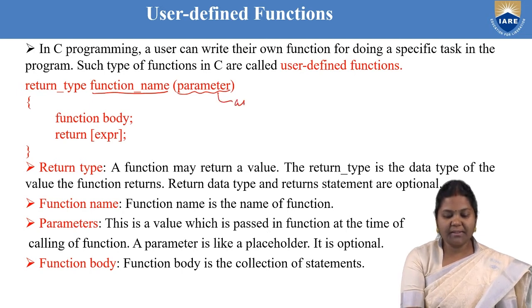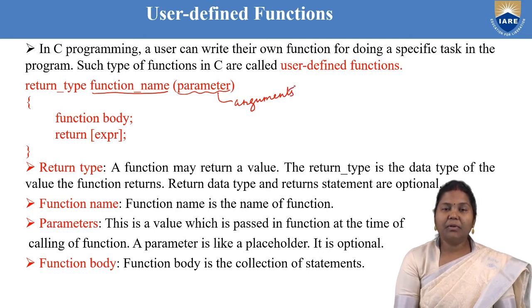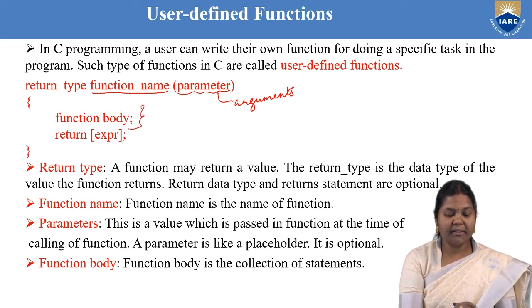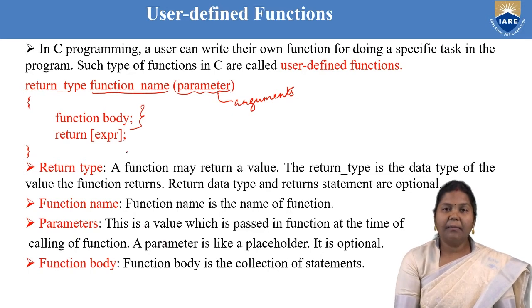These are also known as arguments or parameters of the function. So you can pass 0 or more arguments or parameters according to the need. Then a set of statements will be written. This is called the body of the function, and the function may return some value to the calling function. So at that time we will write a return statement.